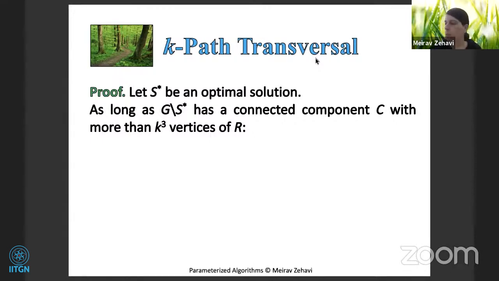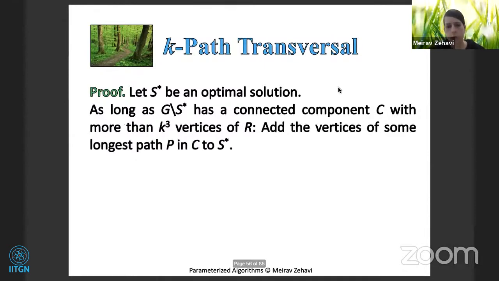So as long as this property is not satisfied, S star initially is an optimal solution for K-path transversal, but we are adding stuff to it. As long as G minus S star doesn't have the property that we want, I mean, it has some connected component with more than K to the power of 3 vertices from R, we do the following. We take some longest path P in C, this problematic connected component, and we add it to S star.